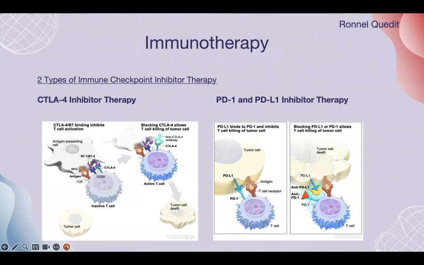There are two types of immune checkpoint inhibitor therapy. CTLA-4 inhibitors attach to CTLA-4 and allow the T cells to kill the cancer cells. And for PD-1 and PD-L1 inhibitor therapy, the PD-1 and PD-L1 inhibitors keep PD-1 and PD-L1 proteins from attaching to each other, allowing the T cells to kill the cancer cells.